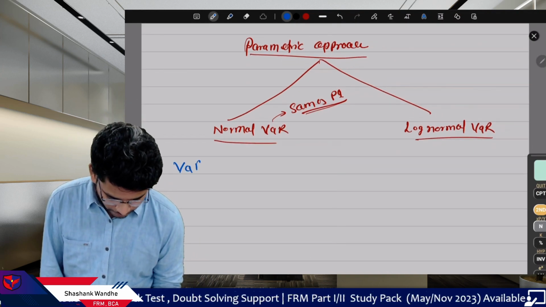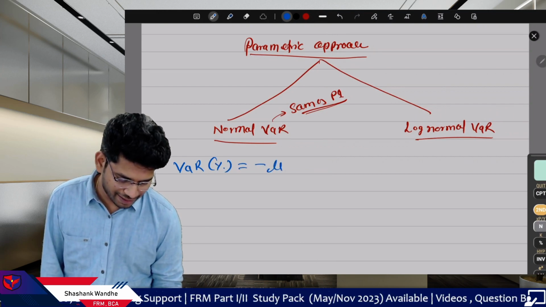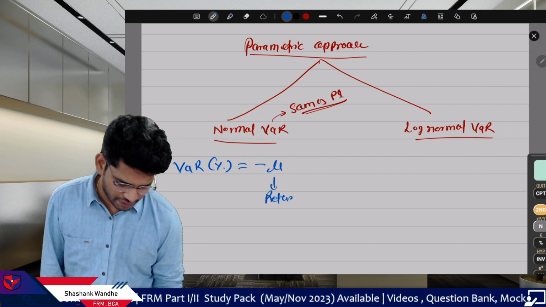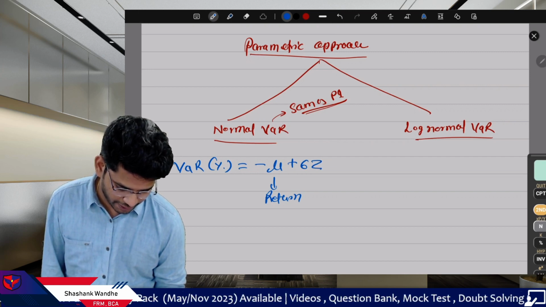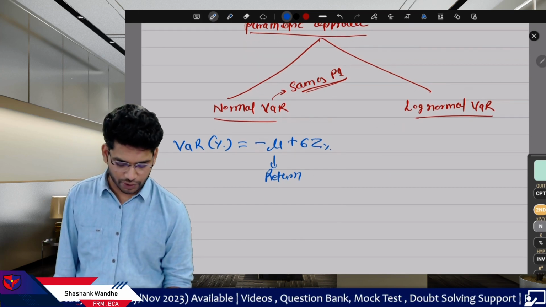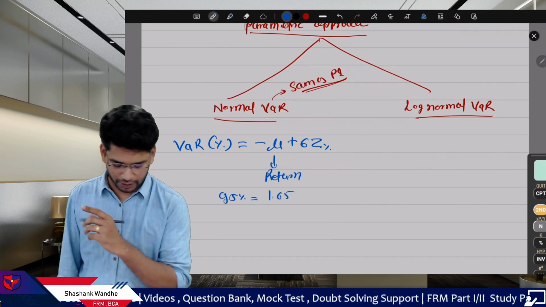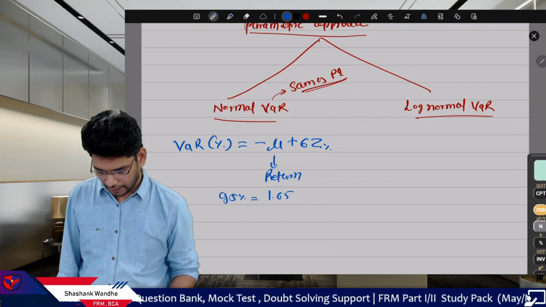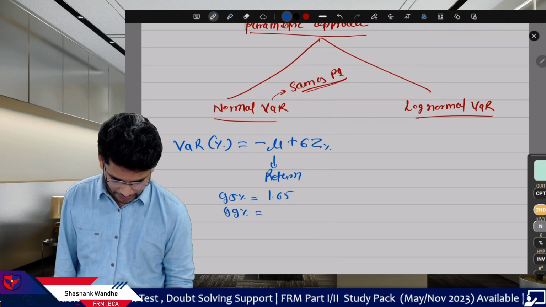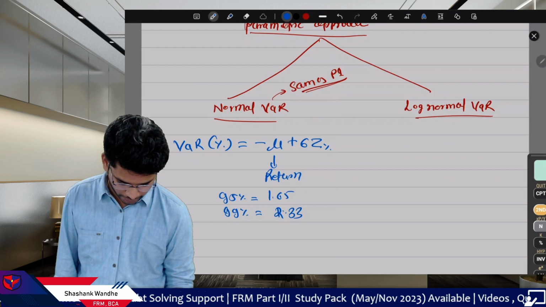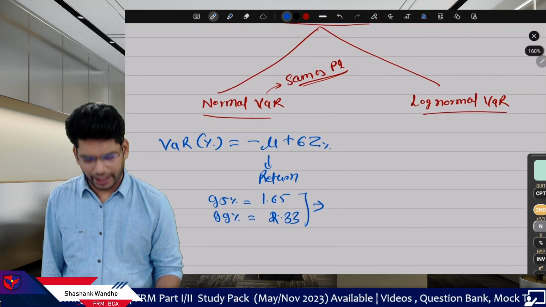Now, value at risk for the given confidence level. Our formula is minus mu, this is the return, and then Z, the Z for that specific percentage. For 95% we use the value 1.65. This is the Z value for the 5% left tail. For 99%, this value is 2.33. You already know all these values, right? So again, nothing new here.